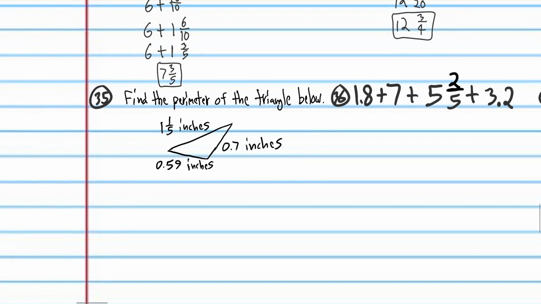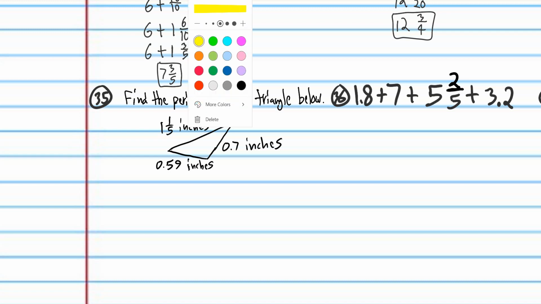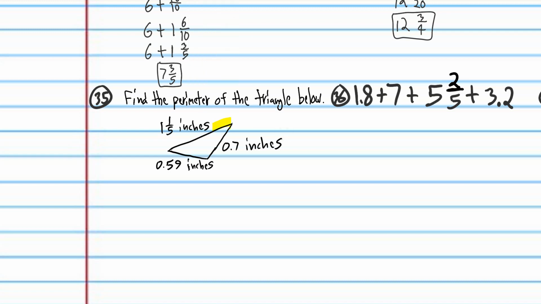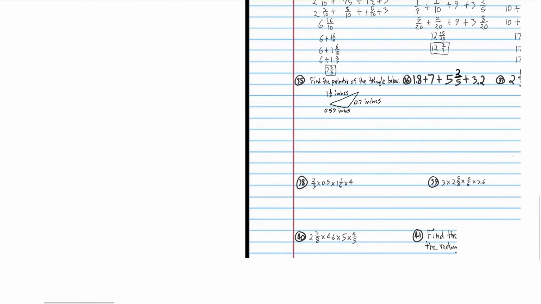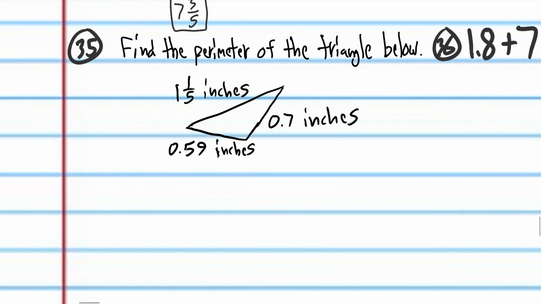So for 35, in this case, it's going to be actually a little bit easier to change all these to decimals. But first of all, this is a word problem, so we have to figure out what they're asking. It says find the perimeter of the triangle below. So what is perimeter? Perimeter is just the distance all around. So this length plus this length plus this length. We have all the lengths given to us, so all we have to do is just add all these lengths.